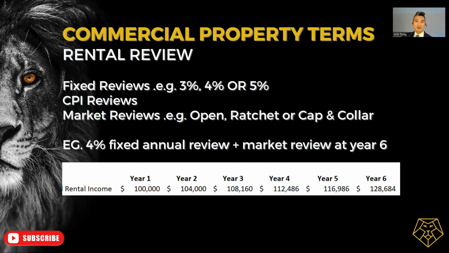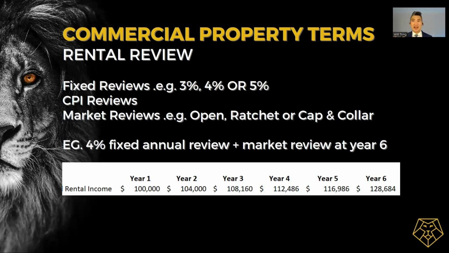Okay, so there are a few types of market review. So there's an open market review, which means whether the market goes up or goes down, the new rent is adjusted in accordance to whatever the market rent is at the time. There could also be a ratchet market review, which means that the new rent can only go up. It cannot go below what the tenant was previously already paying. Okay, it's like a ratchet. If you guys know what a ratchet is, it's a tool that only goes one direction.